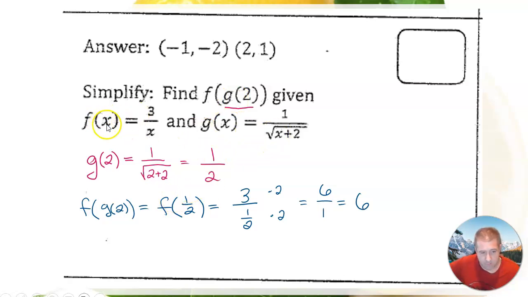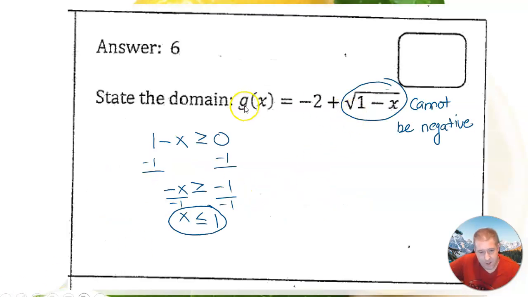So I go over to the f of x function and put 1/2 in for x. I chose to solve it by getting rid of the 1/2 by multiplying both top and bottom by 2, which gives me the answer of 6.